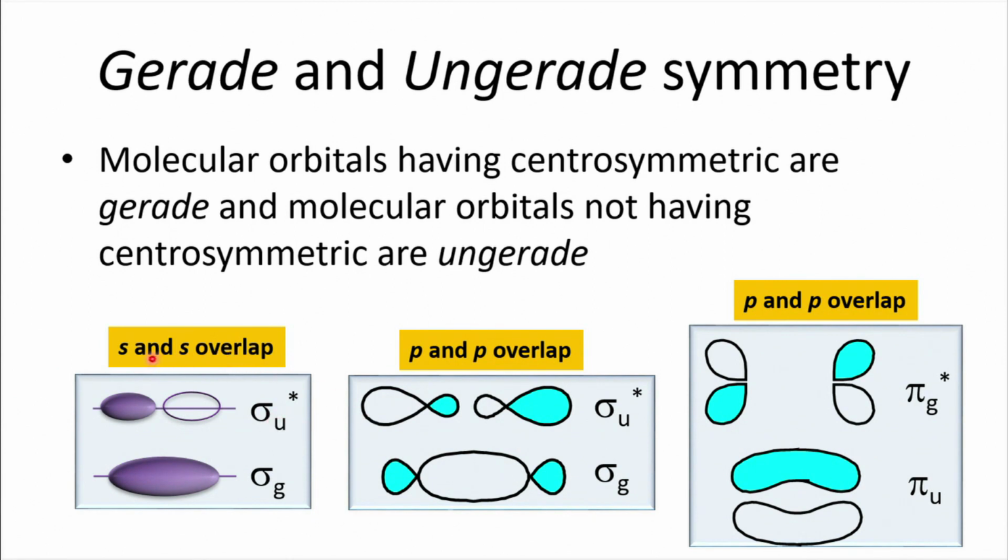This is basically for the s-s overlap, and when we have the p-p overlap, we have a similar type. Centrosymmetry is present in the sigma bonding orbital, so this is called sigma g. When we move on to the antibonding, that is the sigma star orbital, this does not have a center of symmetry, or centrosymmetry is not present in this particular antibonding orbital. So this is called sigma u.